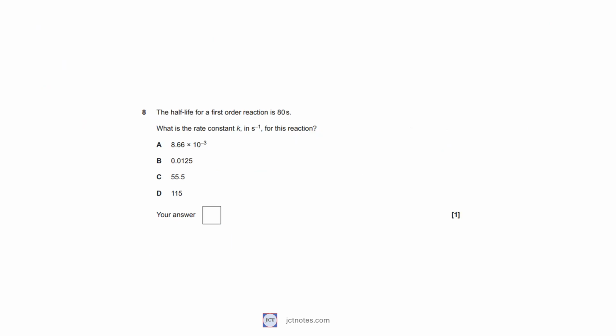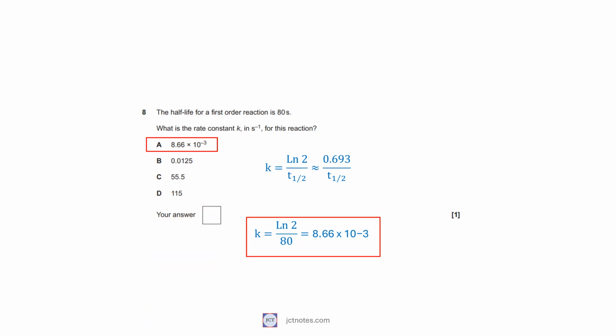In question 8, we are asked for the rate constant of a first-order reaction with a half-life of 80 seconds. For a first-order reaction, the constant k is equal to the natural logarithm of 2 divided by the half-life. Replacing values, we get 8.66 times 10 to the power of minus 3. The answer is A.